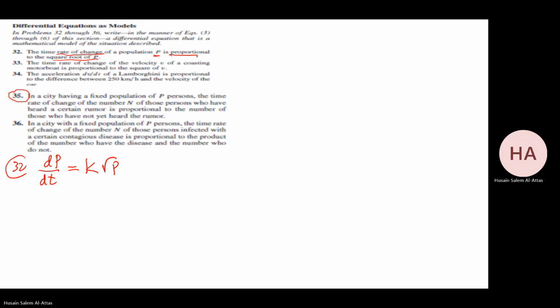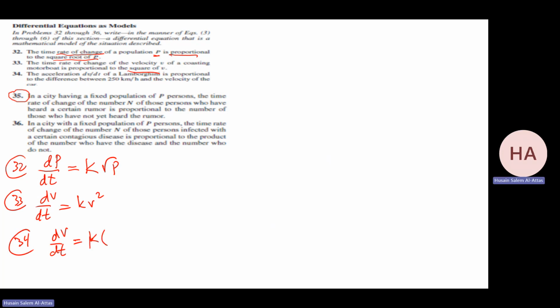33. The time rate of change, the velocity. So I have dV by dt equals, there exists a K, times square root of V. Okay. 34. The acceleration, which is dV by dt, so the rate of change of V is proportional. So I have, there exists a K times what? 250 minus V. Okay.